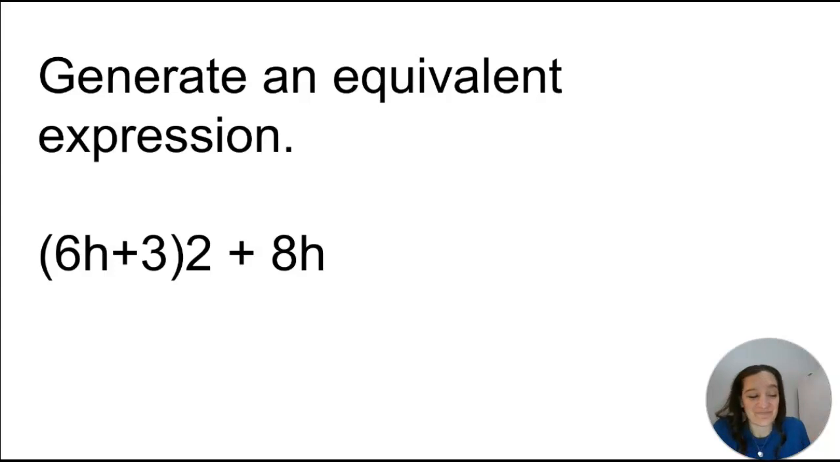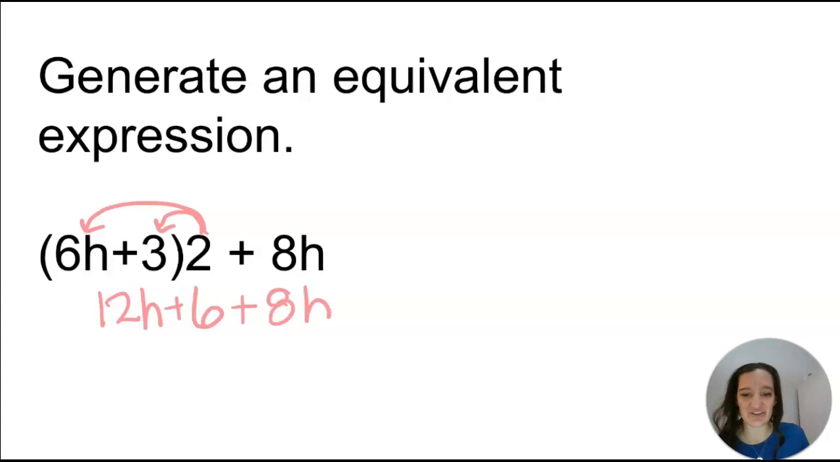What do you get? Well, what I get is I see that backward angry bird, and I'm going to go 2 times 6x, which is 8, sorry. And then 2 times 3 is 6. And then I have that 8h. So I'm going to combine those h's and get 20h plus 6. And there you go, my friends. That is how you can generate equivalent expressions.